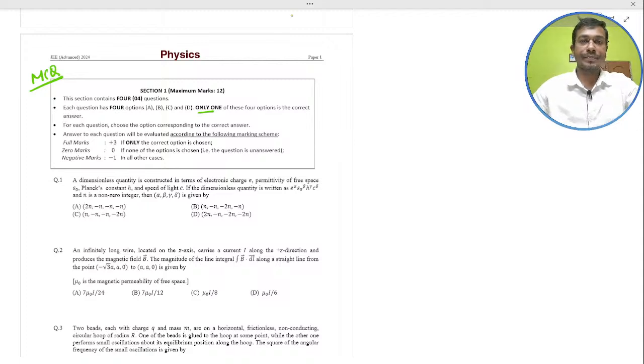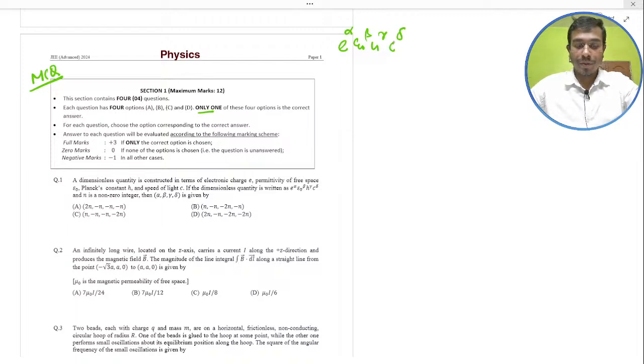So here it is given that e to the power alpha, epsilon naught to the power beta, h to the power gamma, c to the power delta is equal to k, or e to the power alpha h to the power gamma c to the power delta equal to epsilon naught to the power n.